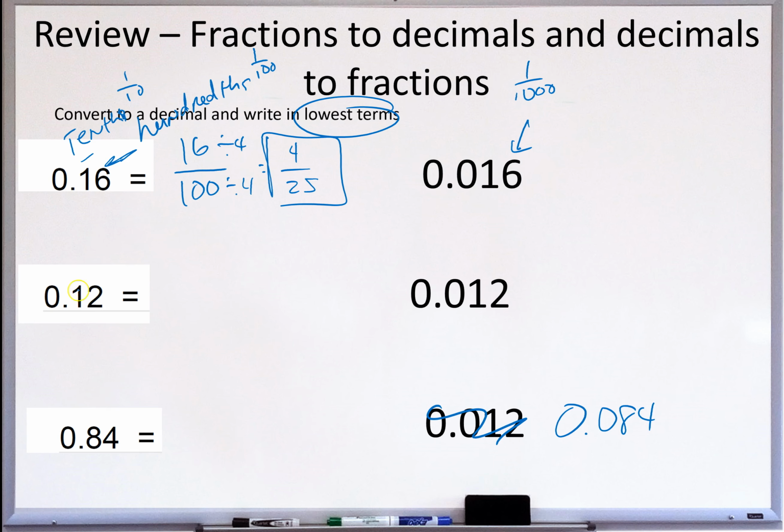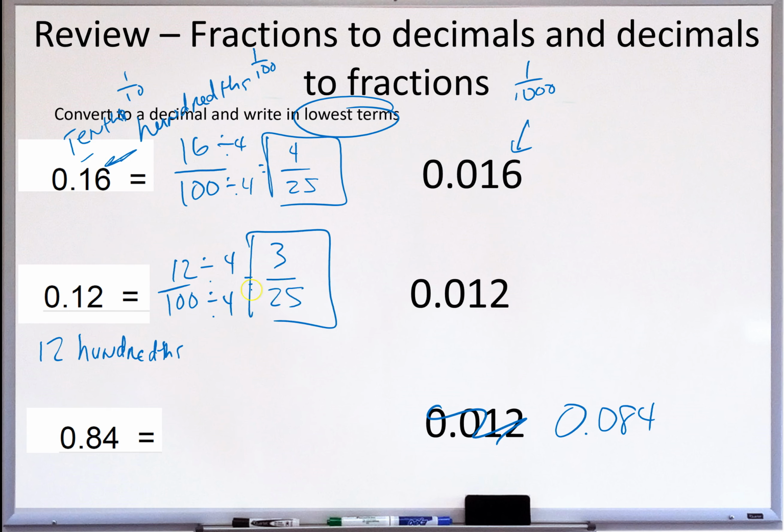Okay, so now we have 12 hundredths. Again, if you know your place value, you know that's 12 hundredths. I'm going to put it in lowest terms. I'm going to divide again by 4. And I have 3/25, which is in lowest terms because the only common factor between 3 and 25 is 1.